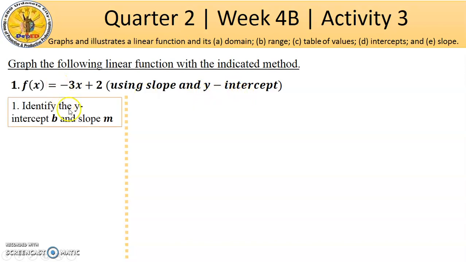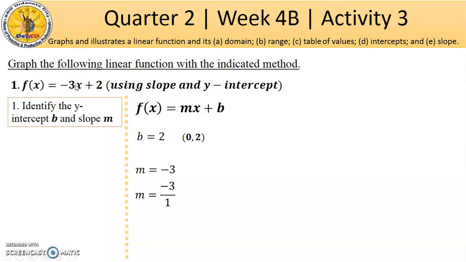So, first, we need to identify the y-intercept, that is the b, and the slope, which is the m. So, take note of the form of the linear function f of x is equal to mx plus b. Now, m here is our slope and b is our y-intercept. From the given function, our b is 2. And when we say y-intercept, we let x as 0. Next, m is equal to negative 3. So, we have here the slope.